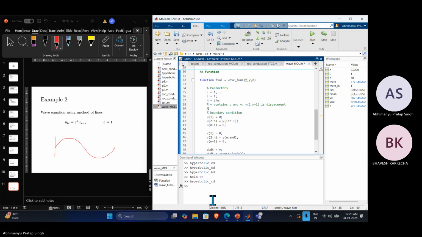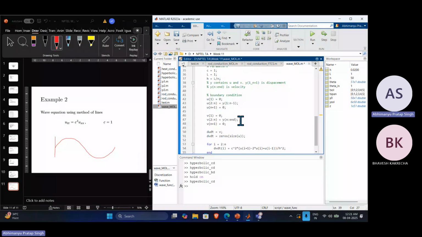So y 1 to n plus 1 is displacement, and y n to the end is velocity. So I'm taking the elements of y up to the nth minus first element and storing those in u 2 to n, and then from n to the end I'm storing them in the velocity part. And these two are my boundary conditions for the first and the nth plus one node. So zero velocity at both of those two nodes.